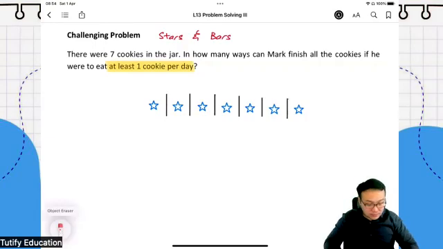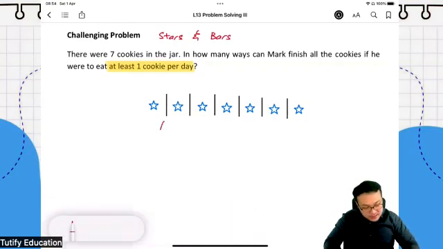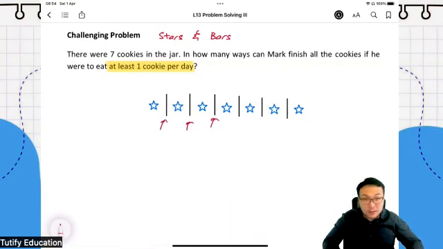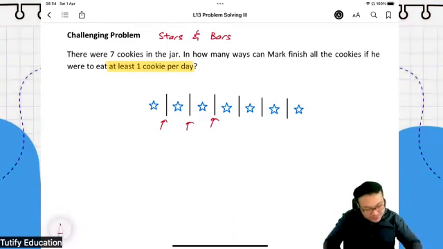Now, I want you to pretend, students, every single bar has a mind of its own. Every single bar has a mind of its own. He can choose: should I appear or should I disappear? For example, there are 6 bars, right?